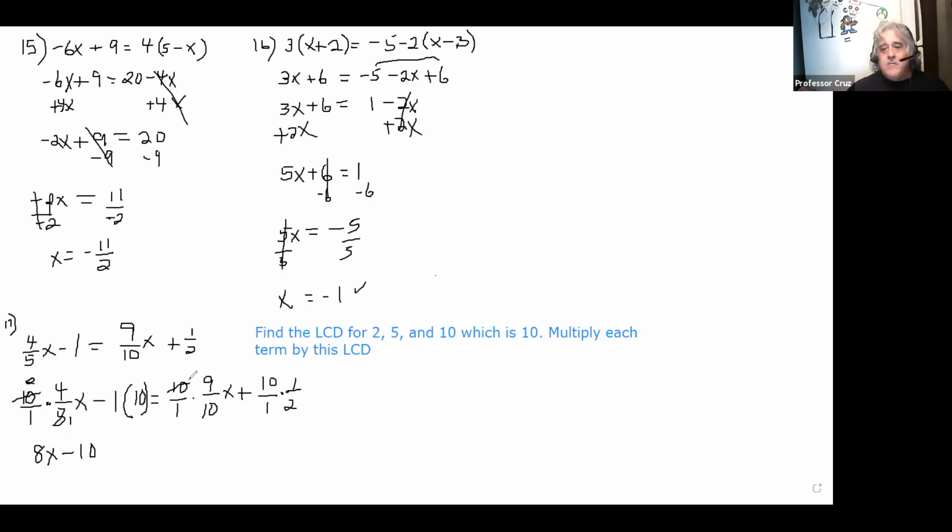And then here, that's just going to be 9x. And this is 2 goes into 10 5 times and into itself once. So that's just a 5. Now, this equation is a lot easier to deal with than dealing with a bunch of fractions. So it's all whole numbers. So now let's just proceed normally. Does anybody get an answer on this yet?